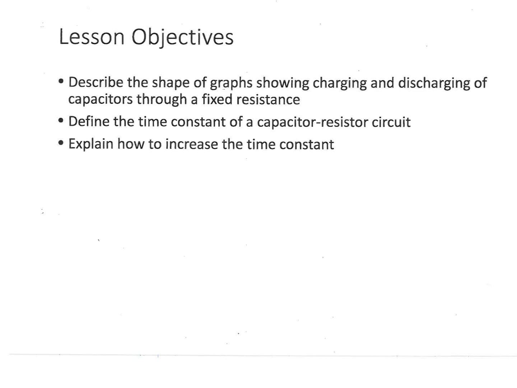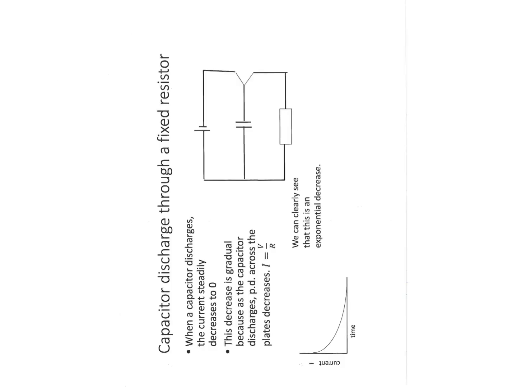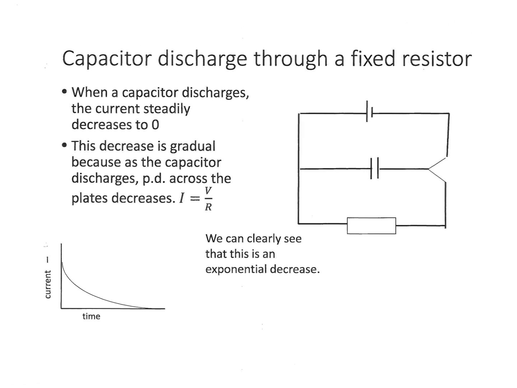So let's talk about discharging of these actual capacitors. How does this actually work? What do they do? And what is the time constant of a capacitor resistor circuit, and how do we increase the time constant? Remember, these things charge at a certain rate, or they discharge at a certain rate. That's what we're going to be looking at here. Capacitor discharged through a fixed resistor. That's where you should be.